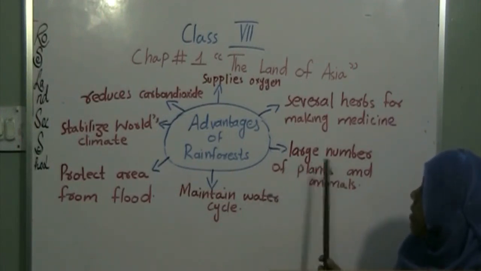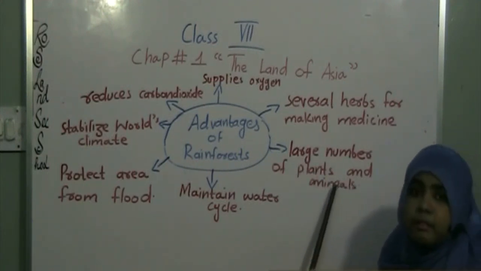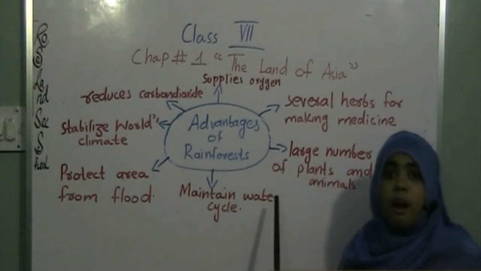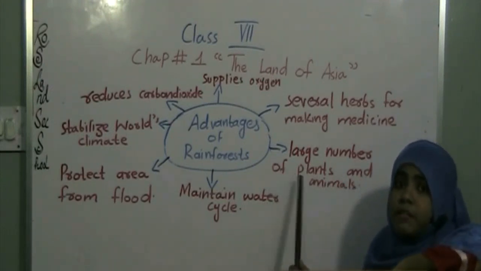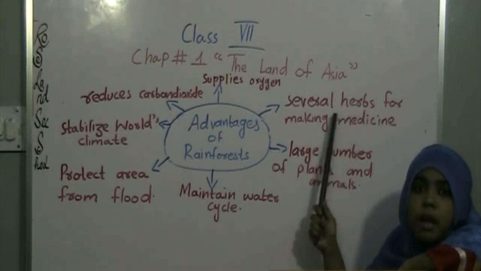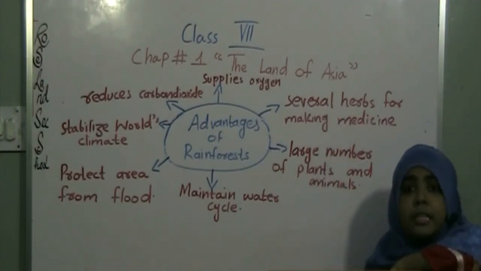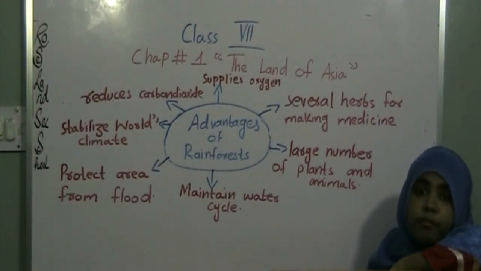And next, class, we have a large number of plants and animals in the rainforest. There is a large variety of animals and plants found in the rainforest. And then we find several herbs for making medicines from the rainforest. Now class, these are some of the advantages of rainforest, and there are also many other advantages of rainforest.